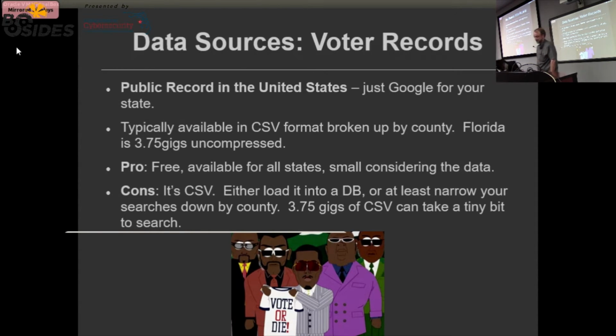Cons, it's CSV, so load it into a database that you can search with, or at the very least, like I said, it's broken up by county. So you can make it a little bit faster. Again, I'm from the Tampa area, so I can narrow down my searches by searching for H for Hillsborough, P for Pasco, Pinellas, and a few other ones. So then I'm looking through 3 or 4 out of 50-some files, so it definitely speeds it up a bit.